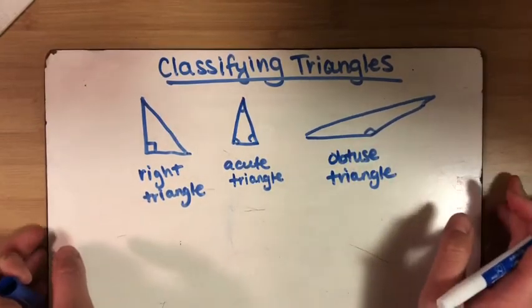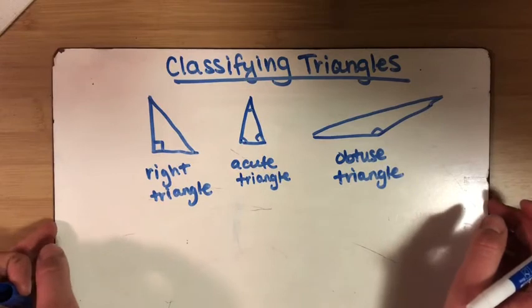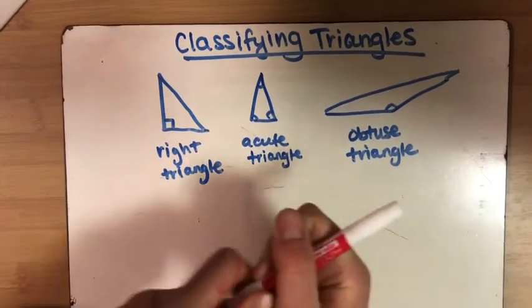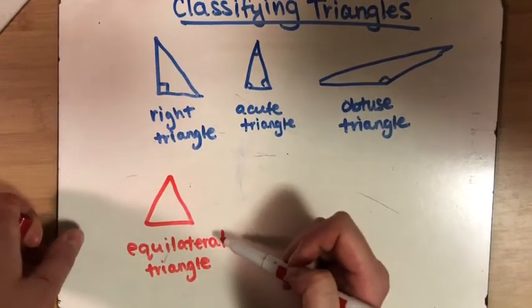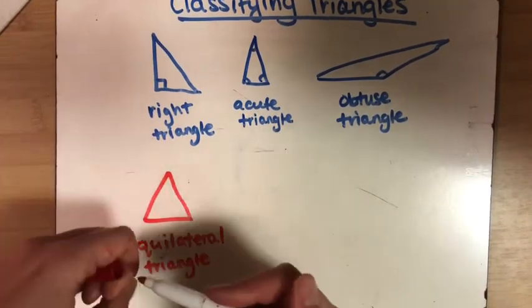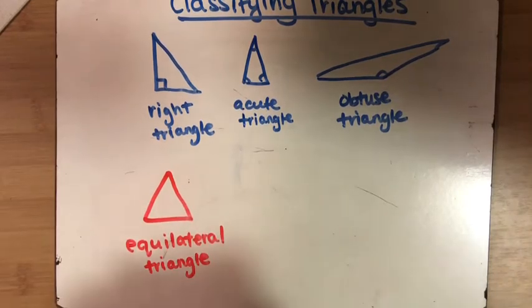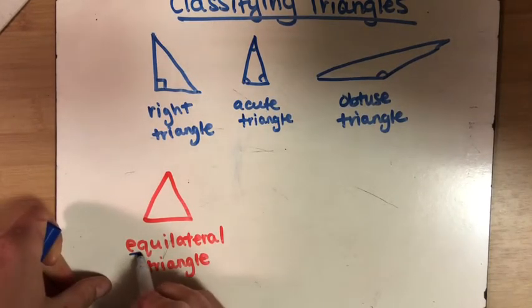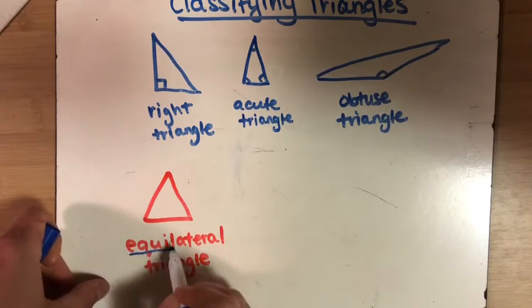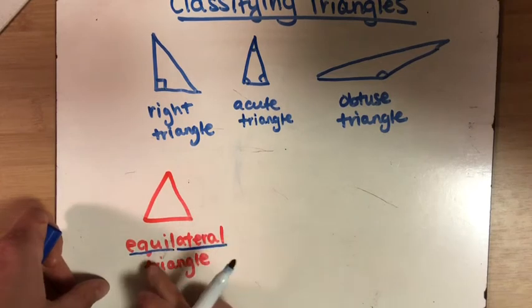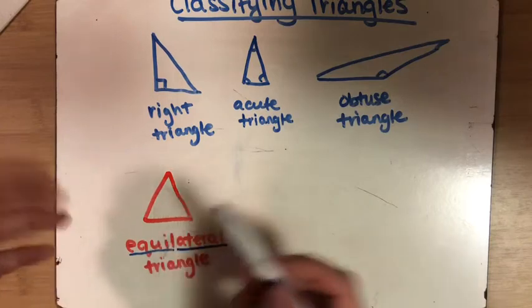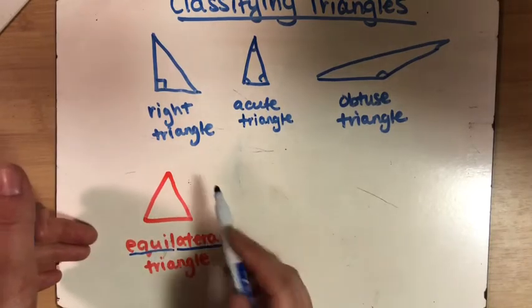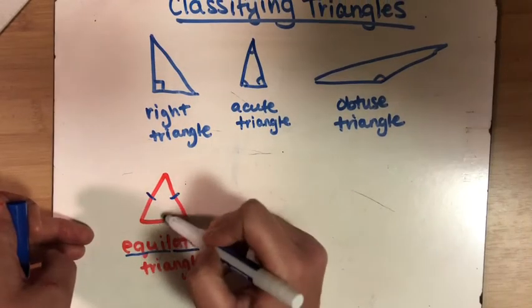We can also classify triangles based on the lengths of their sides. We can have an equilateral triangle, and an equilateral triangle means that all the sides are equal. It literally means that in its title. See right there, equal, just spelled wrong: equi, lateral. Lateral means sides, and equi means equal. So it literally means equal sides. It means that all of these sides are the same exact length.